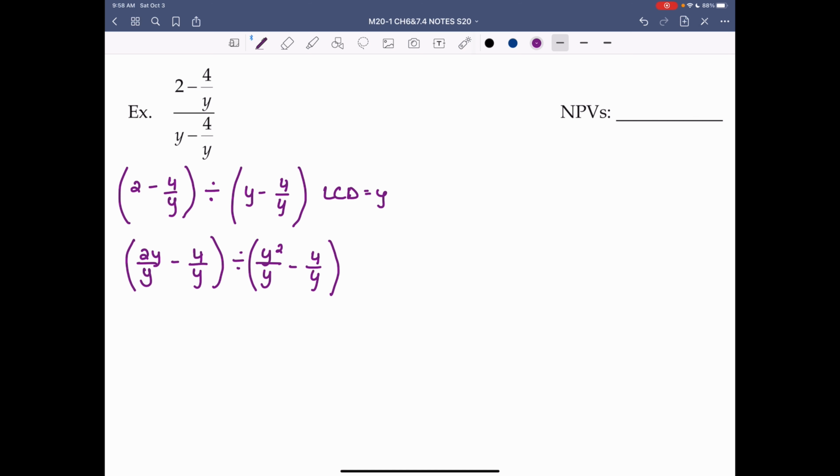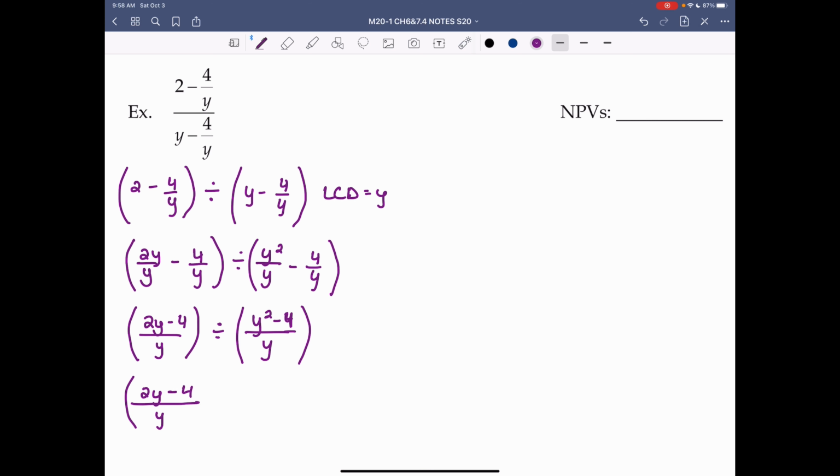Now we can write each set of brackets as one fraction. So 2y minus 4 over y divided by y squared minus 4 over y. Now we can deal with the dividing of a fraction, which becomes multiplying by the reciprocal. 2y minus 4 over y times y over y squared minus 4.